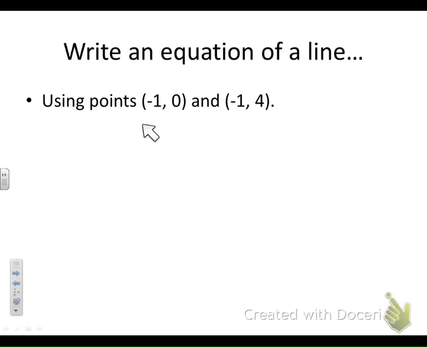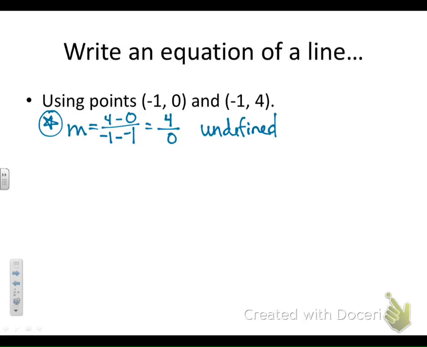Let's do these 2 points. -1, 0 and -1, 4. Second y-coordinate minus the first. Second x-coordinate minus the first. We call that undefined. When your slope is undefined, we can't do this route. You have to use your other pieces of knowledge.